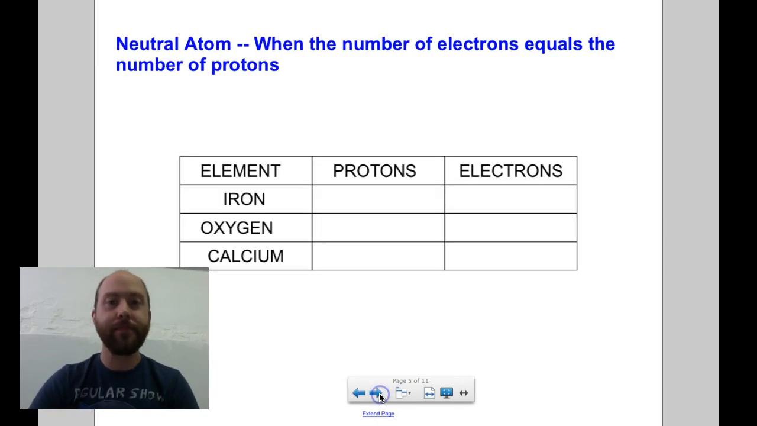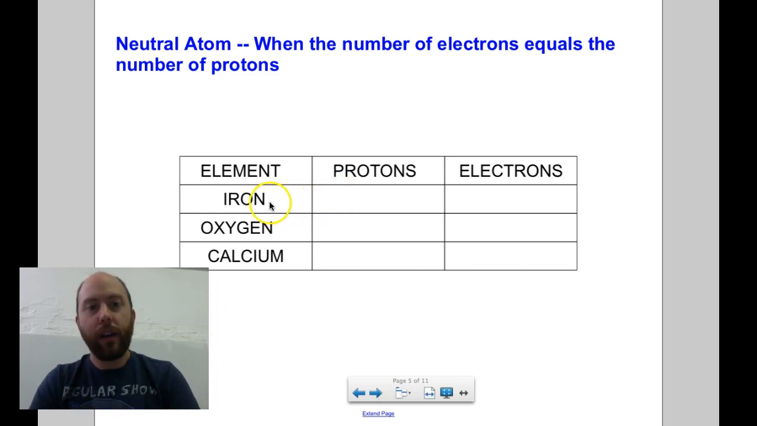Okay. The last part of these notes deal with what's known as a neutral atom. Neutral atoms is when the number of electrons equal the number of protons. So, if you have a periodic table available, if not, just go by my word on this one. We're gonna first figure out how many protons there are for iron, oxygen, and calcium.